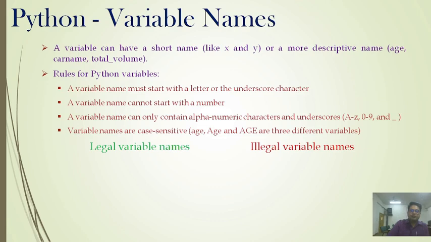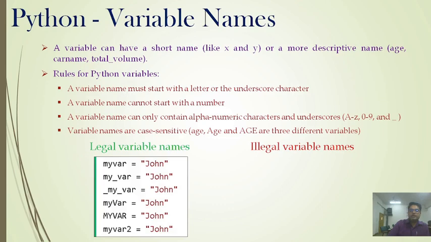Now, you should also be aware of legal and illegal variable names. Here you can see there are multiple options: myvar, my_var, _my_var. As I have already told you, a variable name can start with either a letter or an underscore. Then using a capital letter, or all letters in capitals. You can also use numeric values, like myvar2, and so on.